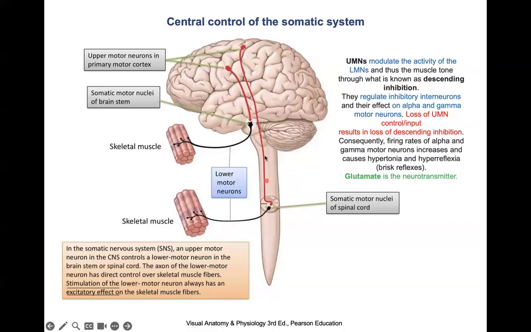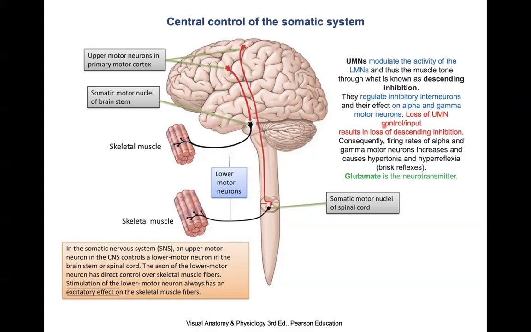Now, in the spinal cord, we have lots of interneurons. They may be either inhibitory or excitatory. The upper motor neurons modulate the activity of lower motor neurons via the inhibitory interneurons. So they regulate inhibitory interneurons and their effect on alpha and gamma motor neurons. Remember, I talked about alpha and gamma motor neurons in previous parts.